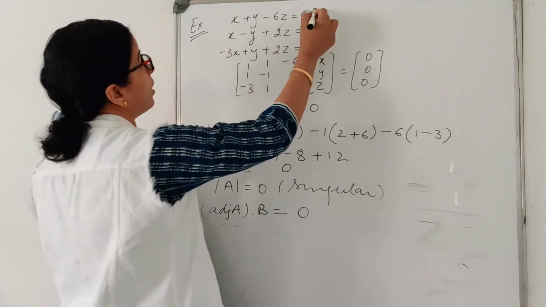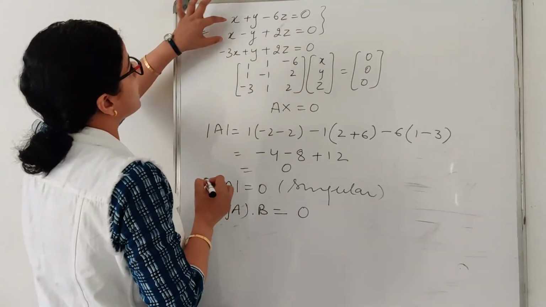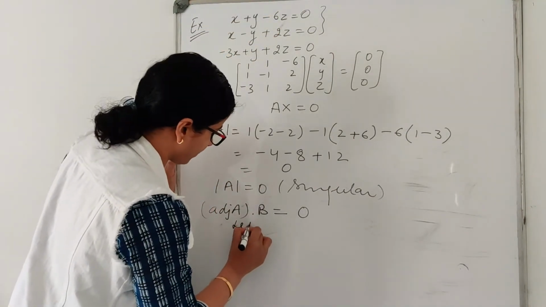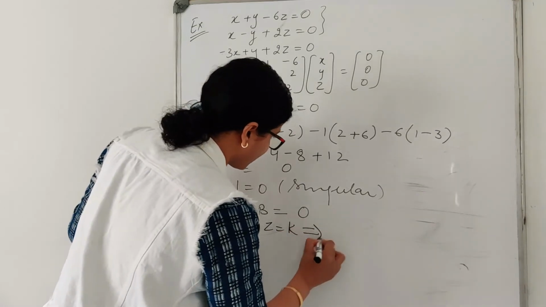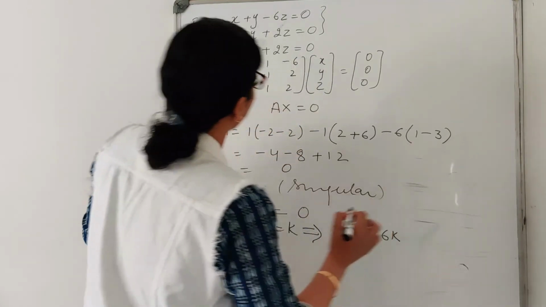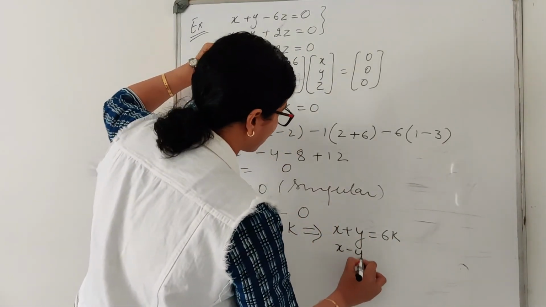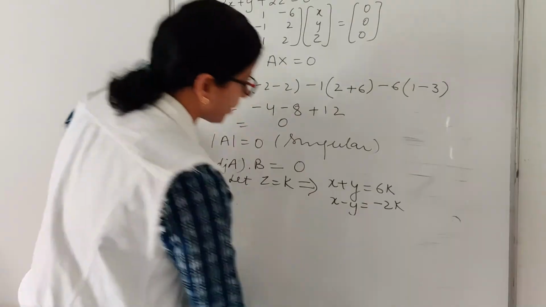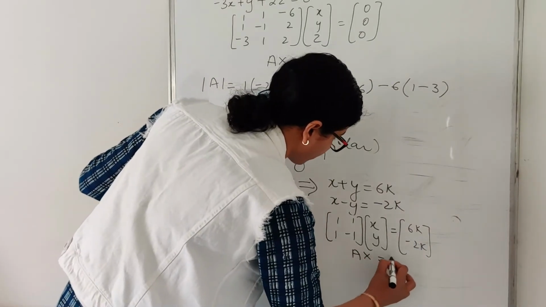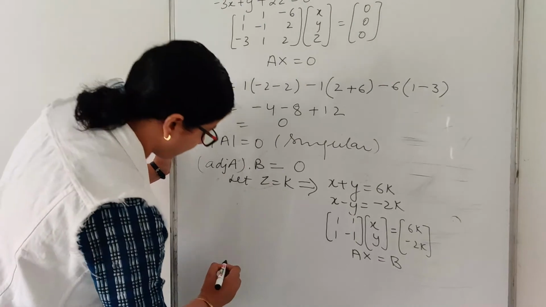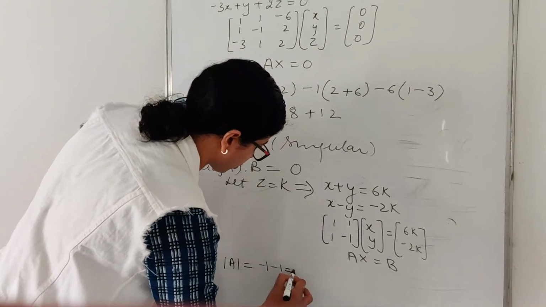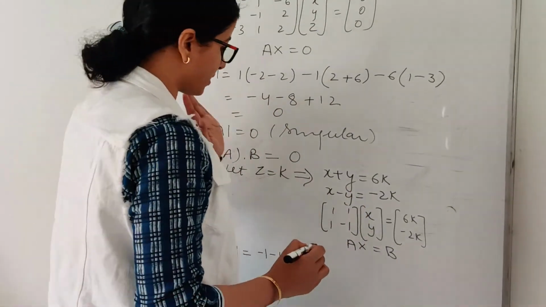So now what I am going to do is take any two equations. I am taking these two equations and I will convert them by using z equals k. So let z equal k. So this implies my equations will reduce to x plus y equals 6k, and this will reduce to x minus y equals minus 2k. So now we will write this in matrix form. Okay, so AX = B, right? Now I will find the determinant of A. What is my determinant of A? Minus 1 minus 1 equals minus 2, right? So the solution exists, which means A inverse exists.